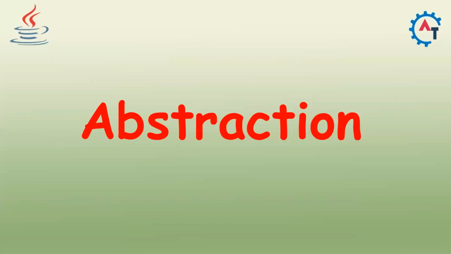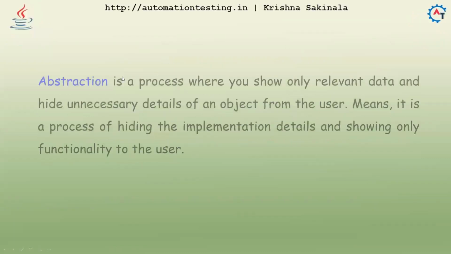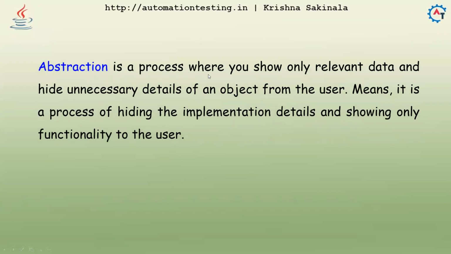Hi, in this video, we will see abstraction in Java. What is abstraction in Java? Abstraction is a process where you show only relevant data and hide unnecessary details of an object from the user. To a user, you will not show everything. If you want to show only necessary information, then only you show that.